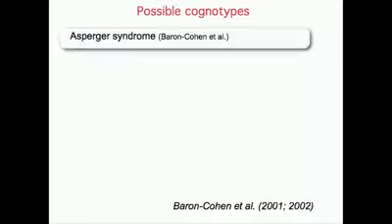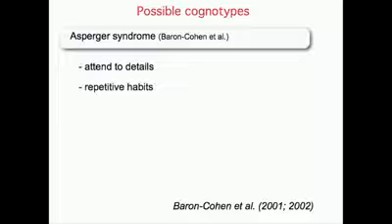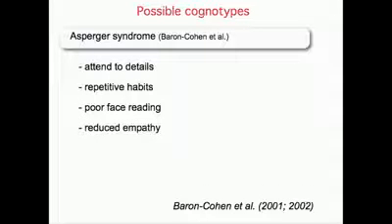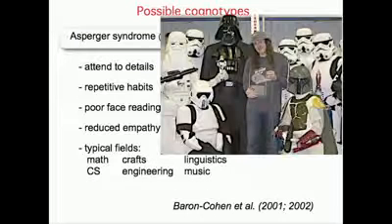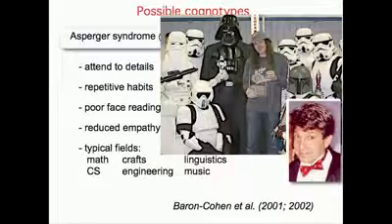That's another cognotype. Here's a completely different one, Asperger's syndrome. These are people who attend to details. They tend to exhibit repetitive habits. They are poor at face reading and at empathy. And they often end up in math, computer science, engineering, linguistics, music. We can often recognize them by the kinds of conventions that they'll attend. Or the TED Talks that they'll tend to give.